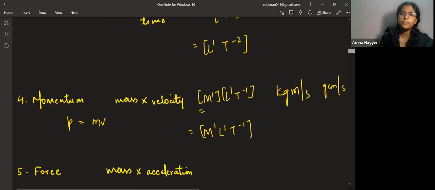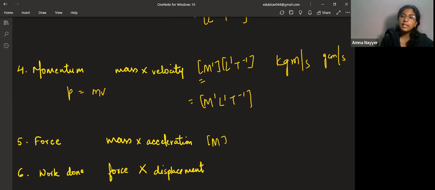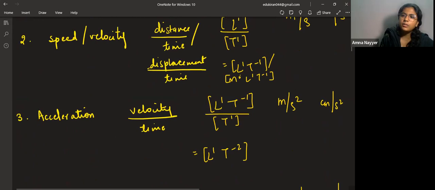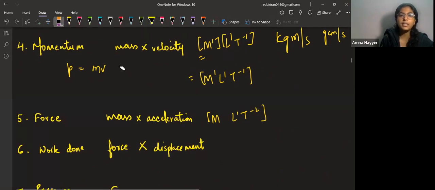Now, some other quantities also. Force. What is meant by force? Force is basically mass into acceleration. So how to solve this? Mass is M1. Acceleration we have calculated using velocity divided by time, that is L1 T to the power -2. This is going to be L1 T to the power -2 together. So M L T to the power -2.